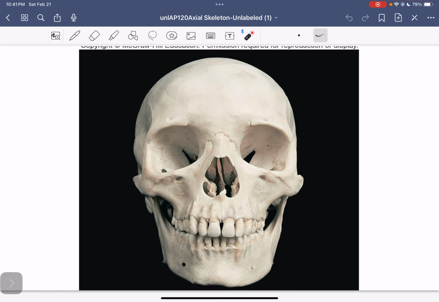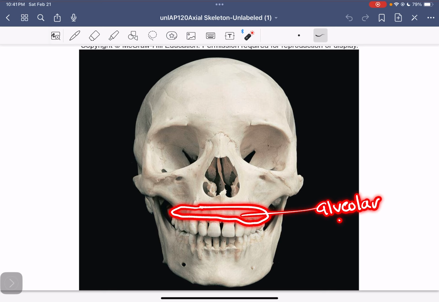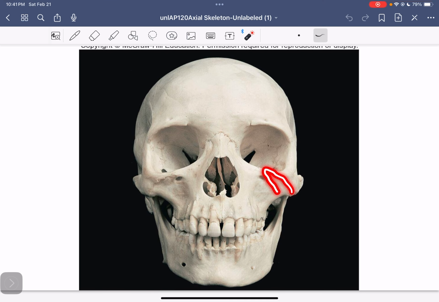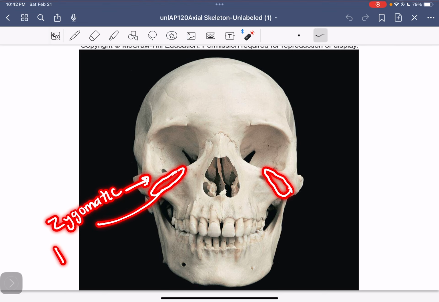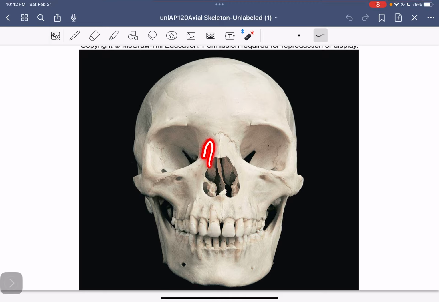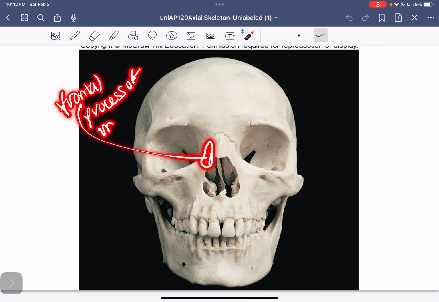We also have our alveolar margin, which connects to the teeth. We also have this specific region right around here that's really close to your cheekbone. So this is your zygomatic process of the maxilla. We also have a frontal process of maxilla.